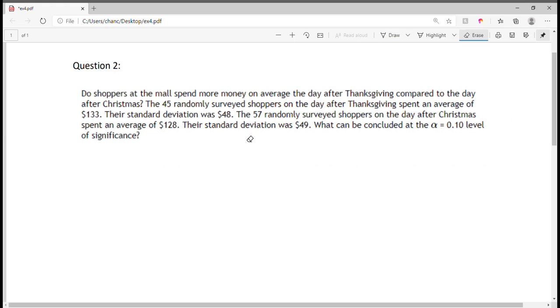First thing I need to figure out is what kind of test this is. Notice there are two samples in the problem. We have 45 randomly surveyed shoppers after Thanksgiving and 57 randomly surveyed shoppers after Christmas. So there's two different groups. And it is referring to the average money spent. So this must be a two sample mean test.